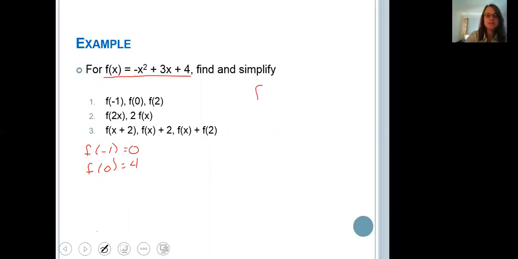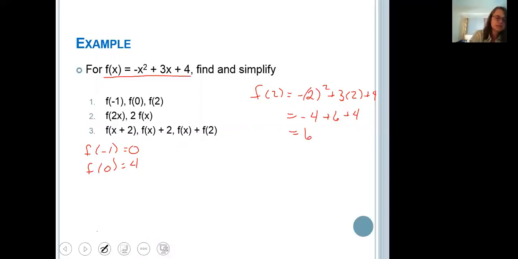So f of 2. Take all my x's, replace them with 2's. Negative 2 squared plus 3 times 2 plus 4. 2 squared is 4. Negative sign in front makes that -4, plus 6, plus 4. And f of 2 equals 6. Right, you've done this sort of stuff before. So it's the same thing as plugging in that value.